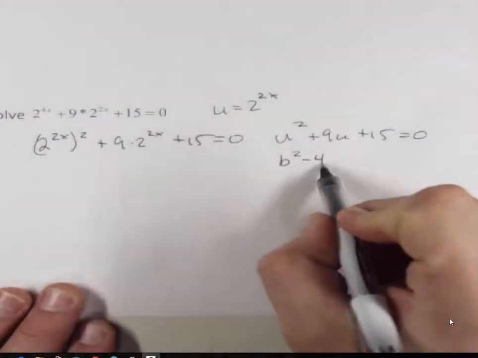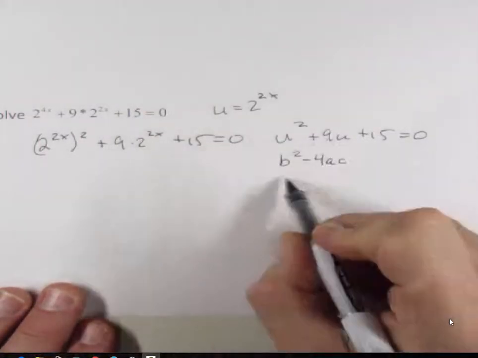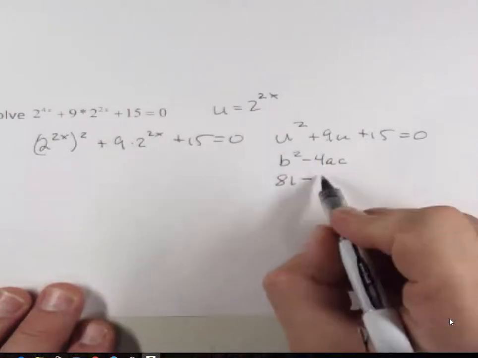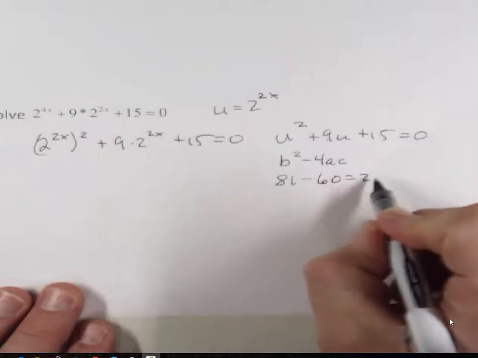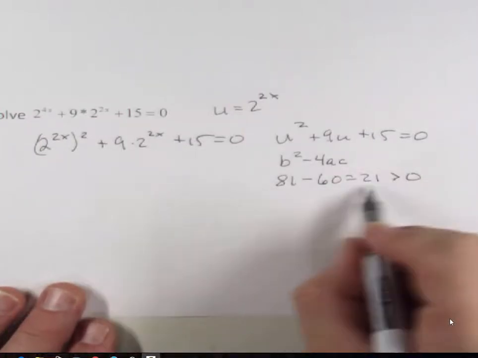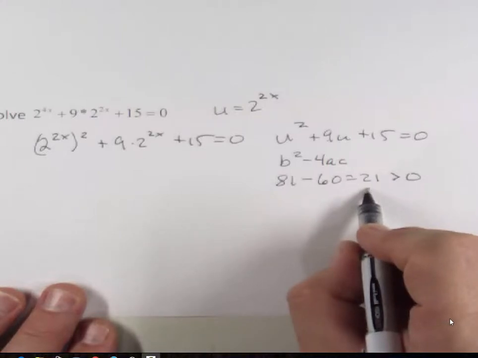b squared minus 4ac. Okay, b squared, 81, minus 4 times 1 times 15, which I think is still 60. That's 21. I believe 21 is still positive. That means the discriminant gives me two answers.